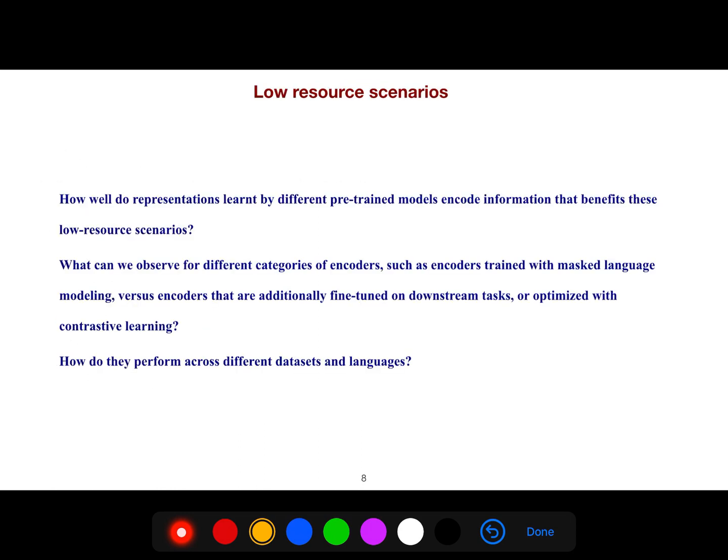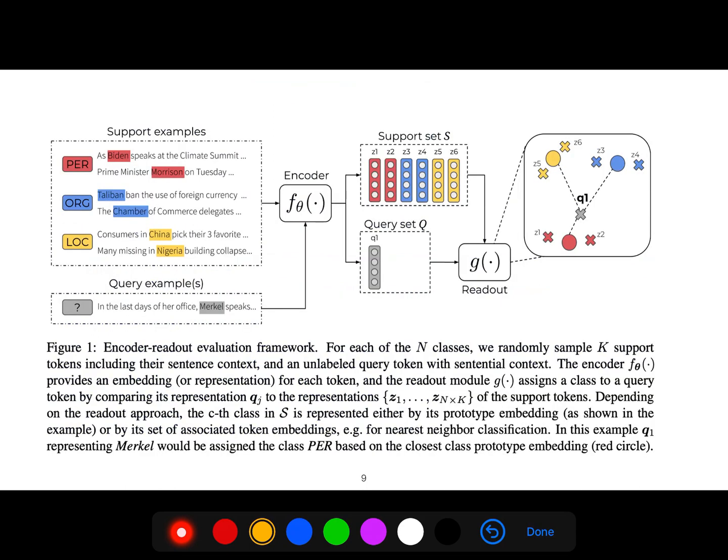But how well do representations learned by different pre-trained models encode information that benefits these low-resource scenarios? What can be observed for different categories of encoders, such as encoders trained with masked language modeling versus encoders that are additionally fine-tuned on downstream tasks or optimized with contrastive learning? How do they perform across different datasets and languages?